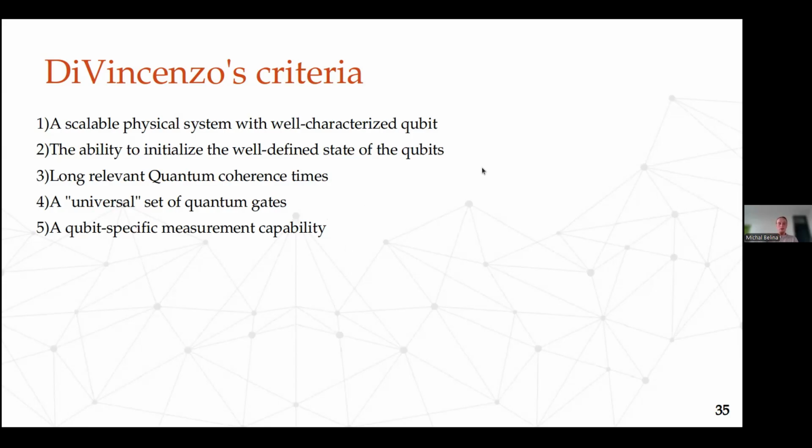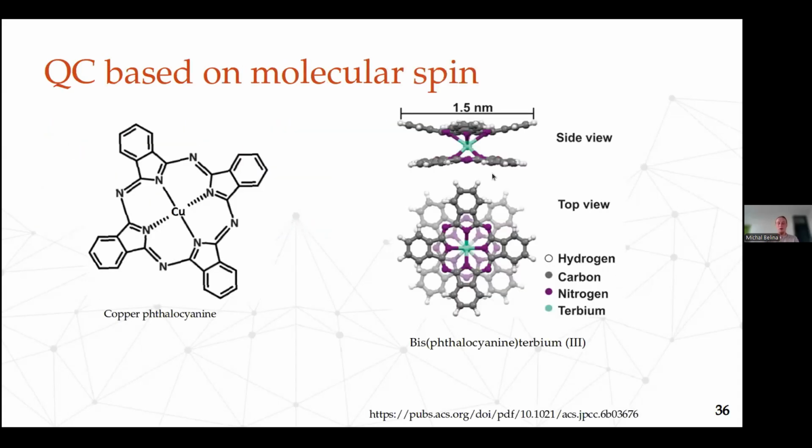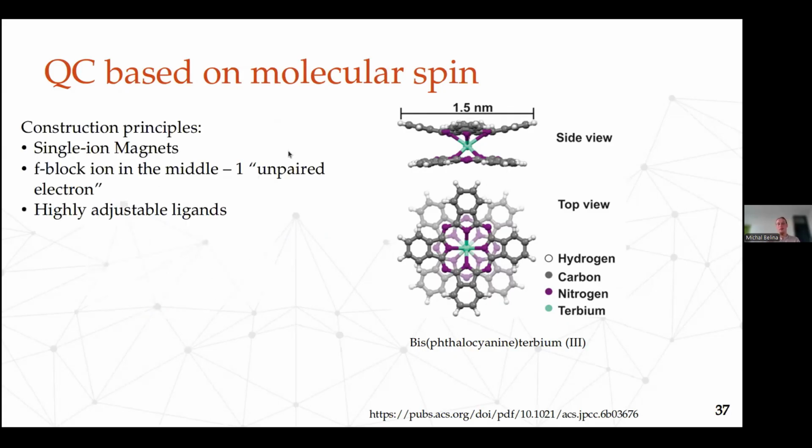So with these criteria, I will move forward to quantum computers based on molecular spins. These are some of the nicest molecules I found, and the construction principle is as follows. The thing is that so-called single ion magnets are used, and you can imagine this as the smallest nanomagnet you can create.